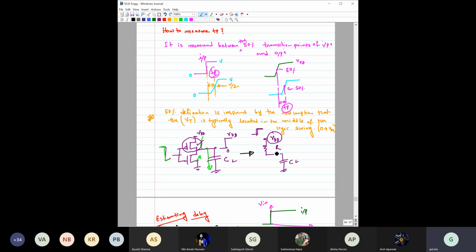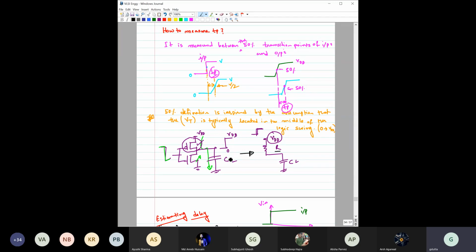So now, as you have understood, this R is the on resistance. Similarly, for discharging, this R would be the resistance of this NMOS, and we will see how we can estimate it, what approximation we can take to calculate this resistance quickly for hand calculation.